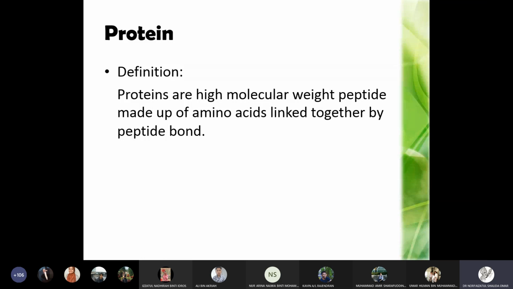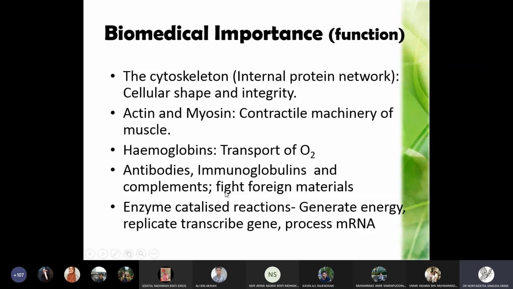Okay, the importance of the protein. As you know, the cytoskeleton is the internal protein network that gives the cellular shape and integrity. And then your muscle is also made up of protein, which is actin and myosin, for contraction. Hemoglobin is for transport of oxygen. Same with the myoglobin, but myoglobin is mainly to store oxygen rather than transport it.